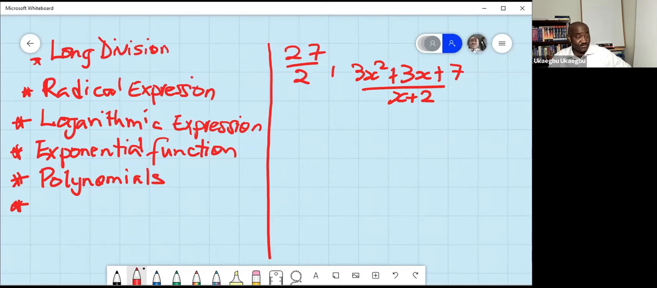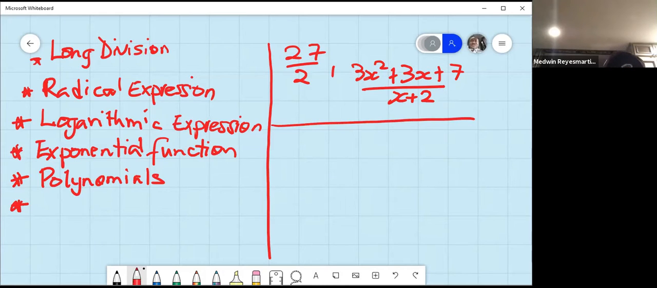Okay, so we are starting with radical expressions. Agreed? Yes. All right.